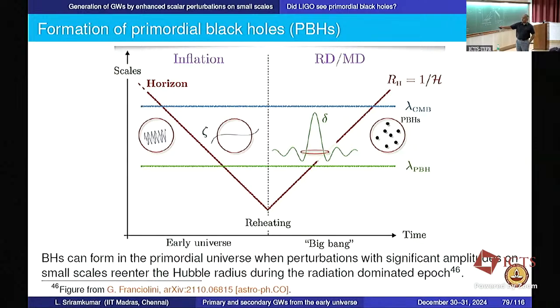This is the Hubble radius, the co-moving Hubble radius. Remember, it has a slope of -1 during inflation, and a slope of +1 during radiation domination. These modes leave the Hubble radius and they re-enter at later times. These correspond to the CMB scales, and these correspond to much smaller scales. If you only have slow roll inflation, with a power spectrum amplitude of 10^-9 or so, you cannot form enough black holes. You need to enhance power on these small scales which re-enter at late times in order to form a significant number of black holes.